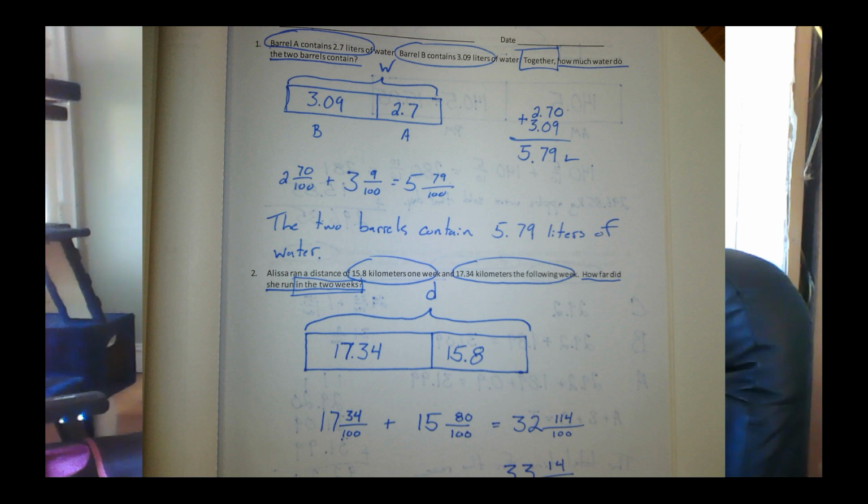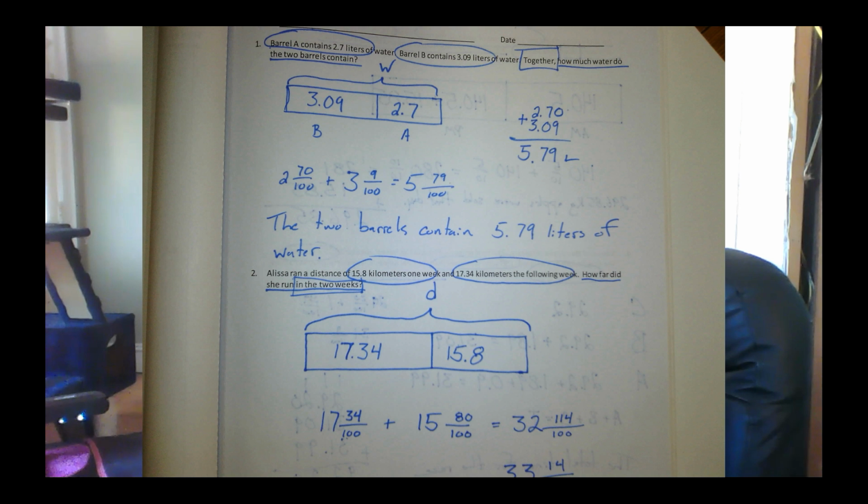Now we want to show the same thing in decimal form, which was our objective for today. So again, we want to add our ones, 3 ones plus 2 ones gives us 5 ones. We have a 7 in our tenths place and a 0 in our tenths place. And then we have a 9 in our hundredths place and a 0 in our hundredths place. 5 and 79/100.